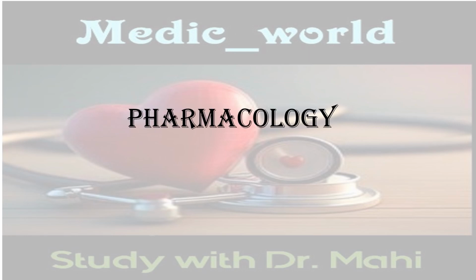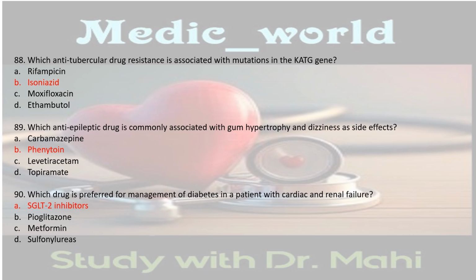Now, let's start the pharmacology section. Which antitubercular drug resistance is associated with mutations in the KatG gene? The answer here is isoniazid. Which antiepileptic drug is commonly associated with gum hypertrophy and dizziness as side effects? The answer is phenytoin. Which drug is preferred for management of diabetes in a patient with cardiac and renal failure? The answer is SGLT2 inhibitors.